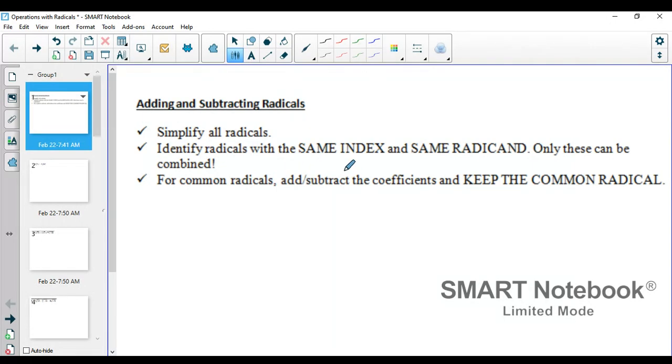And then for common radicals, you're going to add or subtract the coefficients and then keep the common radical. Just like with common denominators and fractions, once you have a common radical, it stays that radical.